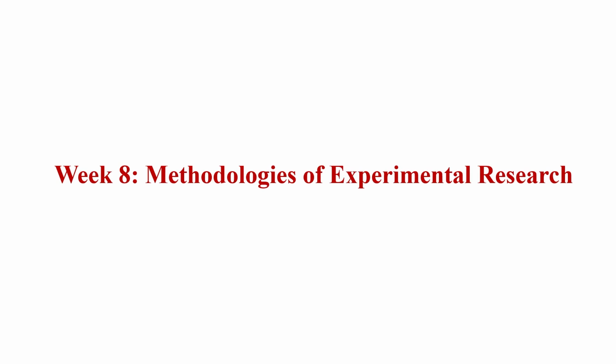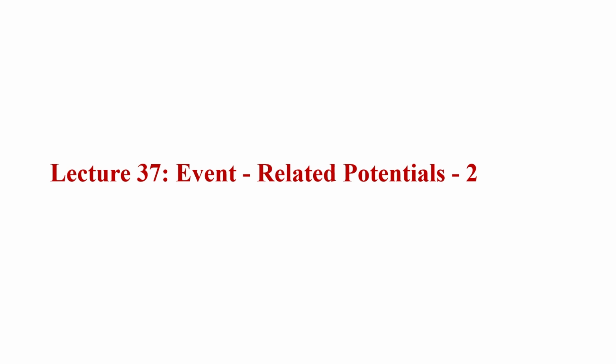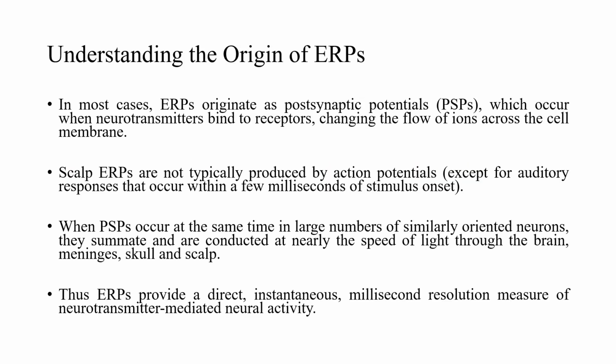We are in week 8 of the course and we are discussing event related potentials. Now, in most cases, ERPs actually originate as postsynaptic potentials which occur when neurotransmitters bind to receptors, changing the flow of ions across the cell membrane. In this lecture we are going to talk a little bit about where these ERPs arise from, what is the source of this electrical activity that we are seeking to measure, and then we are seeking to make it contingent to stimulus processing within the brain.